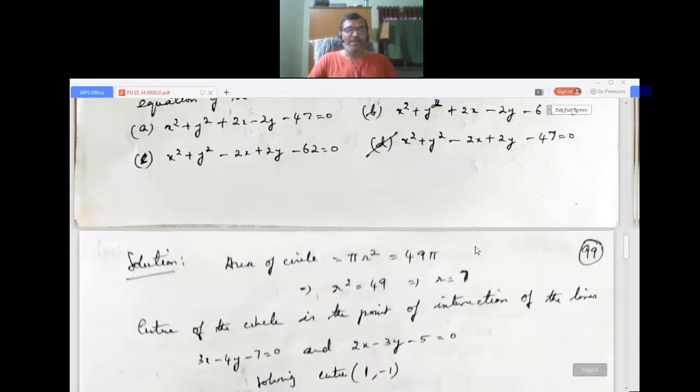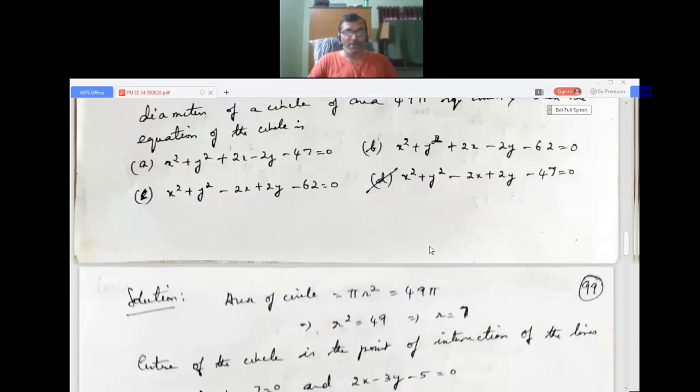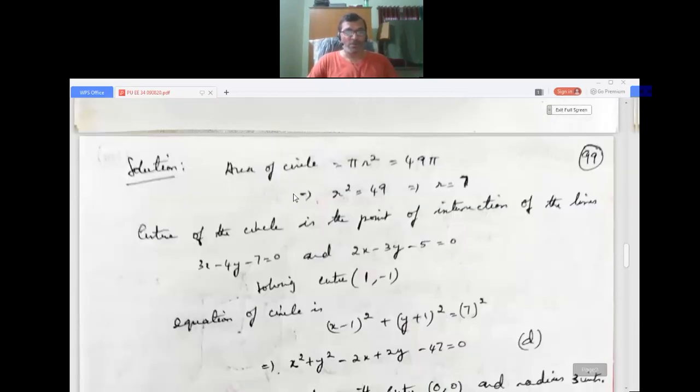Okay. The area of the circle is given to be 49 pi. So area of the circle is pi r squared, which is 49 pi. Pi and pi get cancelled, r squared is 49, r is 7. The center of the circle, okay, two diameters, the point of intersection is the center. We have got the two diameters, 3x minus 4y minus 7 equals 0 and 2x minus 3y minus 5 equals 0. So solving, we get the center as 1 comma minus 1.